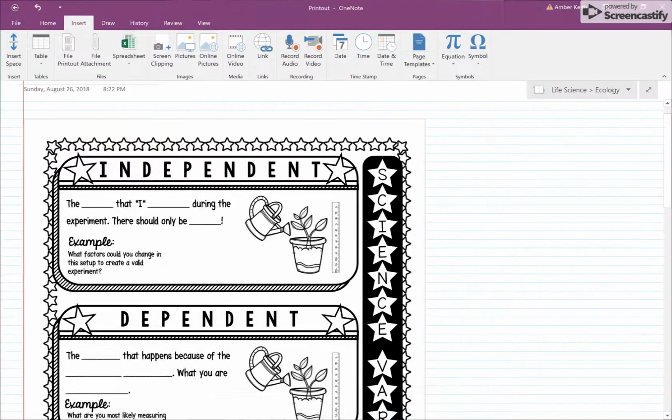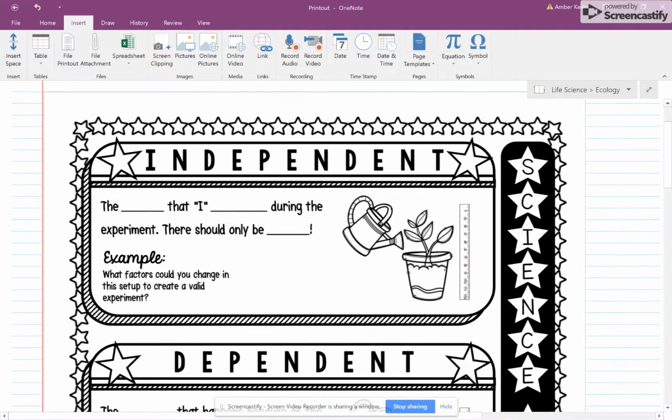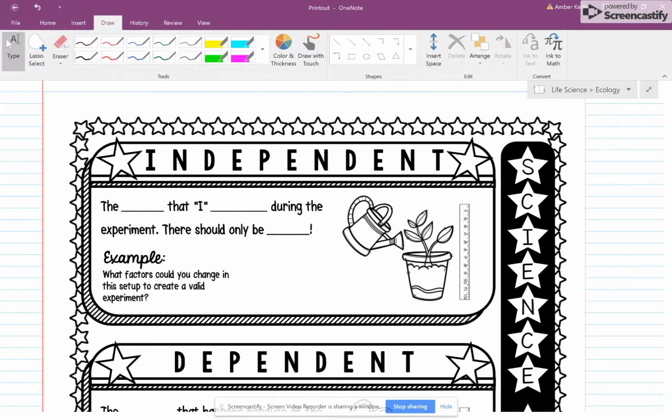Hi, everyone. Welcome. So, what we're going to do today is go through the scientific method cheat sheet again and recap some of the things we talked about in our lesson. To start, we're going to talk about our different kinds of variables.